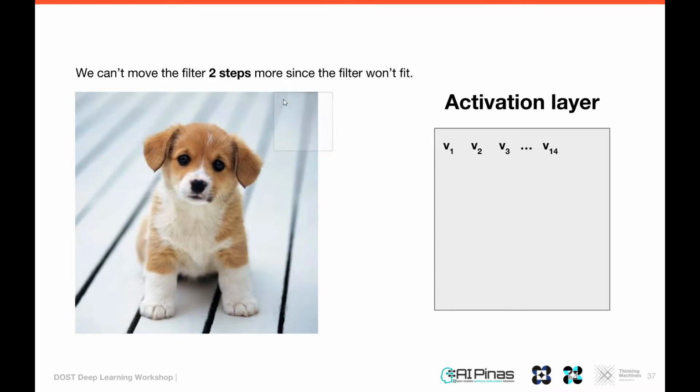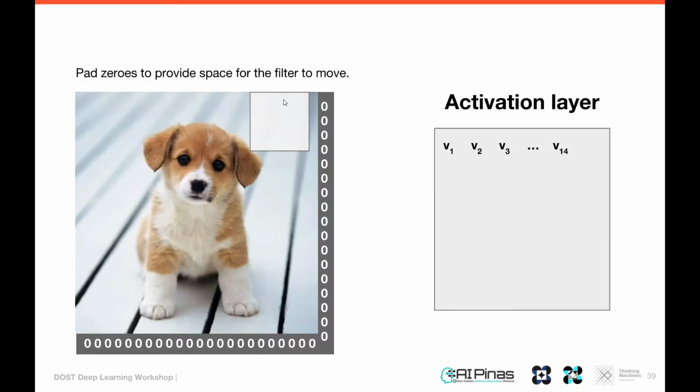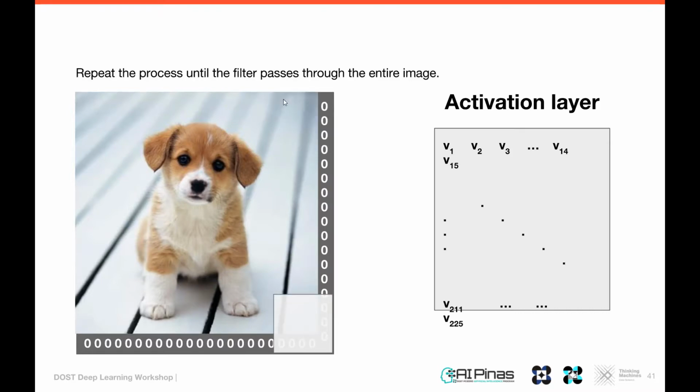Surprisingly, the answer is pretty simple. You do zero padding. Zero padding is as easy as it sounds. You take an image volume and you pad the edges with zeros to just allow the math to work out and to not explode in your face. So there you go. Now the filter fits. You do your multiplication. You're able to generate your activation layer.